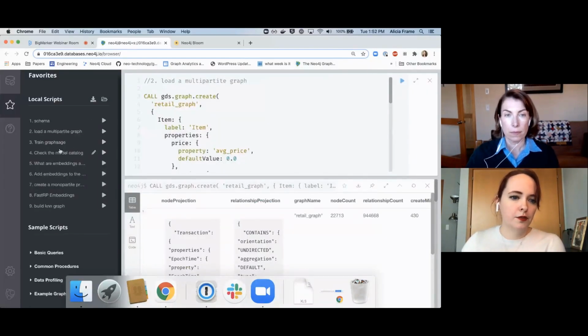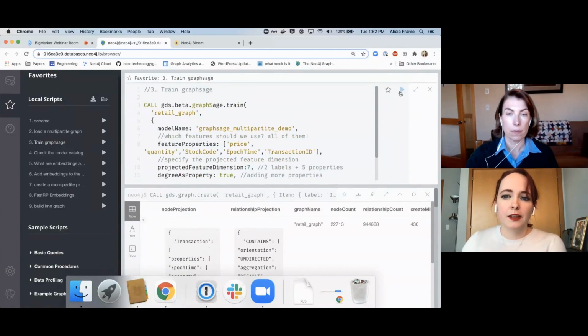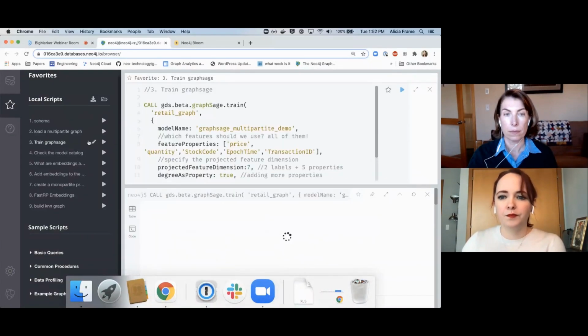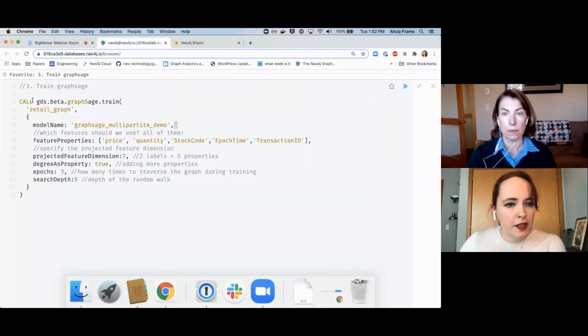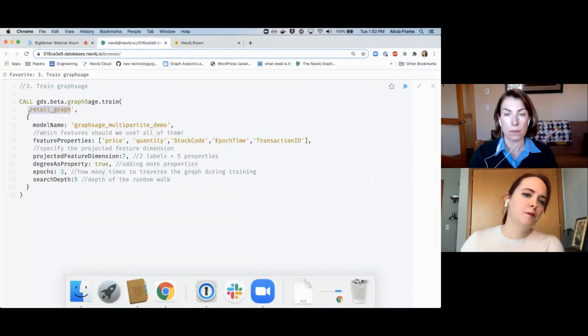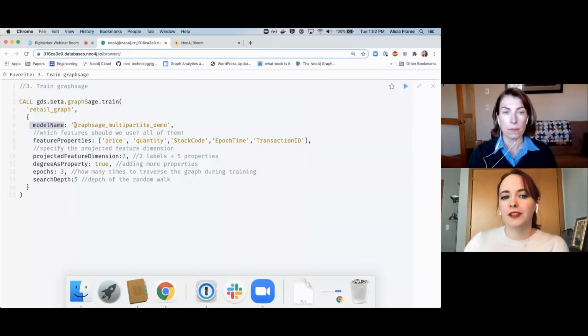So the next thing I want to do is train GraphSAGE. And I'm going to kick this off running and then explain it. So what training GraphSAGE looks like is I'm going to tell it, here's my GraphSAGE algo call. So I call beta.graphsage.train. And I pass it the retail graph that I loaded into memory. I'm going to tell it to train a model called GraphSAGE multipartite demo. And I'm going to tell it which features I want to use. So the features that I want to use today are the ones I loaded in. So the price of the items, the quantity, and the stock code, all belonging to items. And then I want to use epoch time and transaction ID from my transaction nodes.